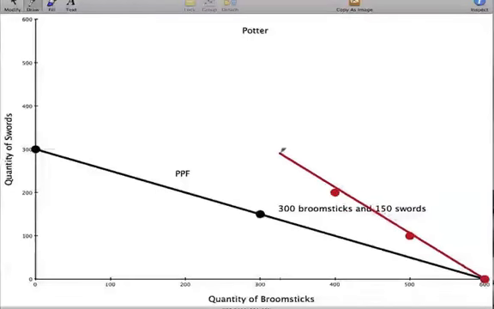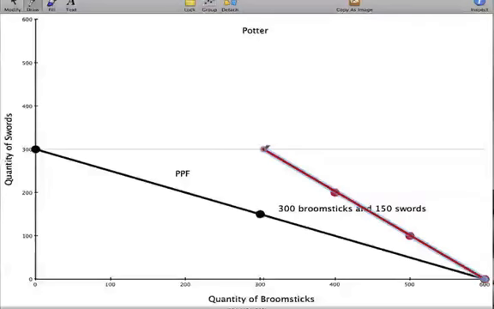We could draw a line illustrating all these combinations of broomsticks and swords that Potter would be able to consume that they otherwise would not have if they did not trade. If there is no trade, then we're forced to consume along the production possibility frontier. We can only consume what we produce. But if we specialize and trade, we are able to consume more broomsticks and swords than we otherwise would.